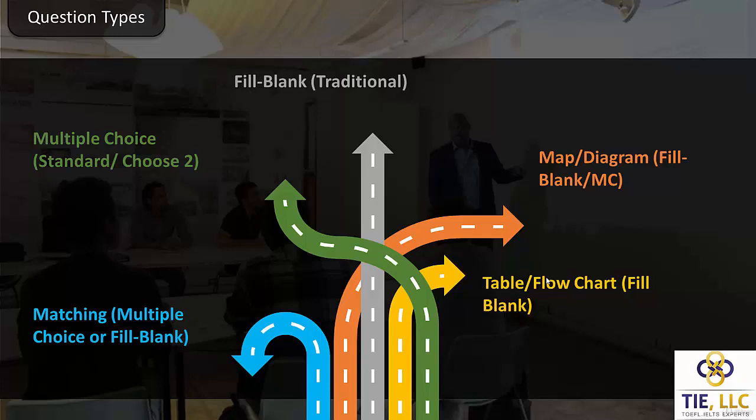And then you have a matching question where you might have some selections in a box, and the questions have something that the person said or something connected to the person, and you have to match. Again, that is a form of multiple choice.